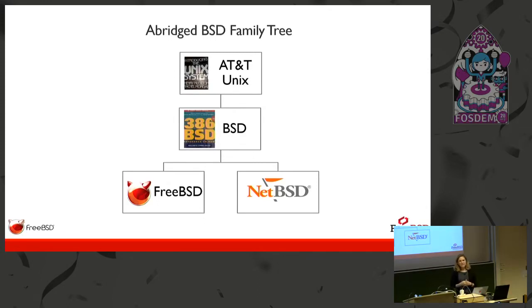BSD is Berkeley Software Distribution, and so Unix was licensed to a few universities, and Berkeley was one of them. They came up with Berkeley Unix. It's also referred to as Berkeley Software Distribution or Berkeley Research Unix. There's various names of it, and that's where a team of people actually worked on improving it, and it became the platform for FreeBSD and NetBSD.